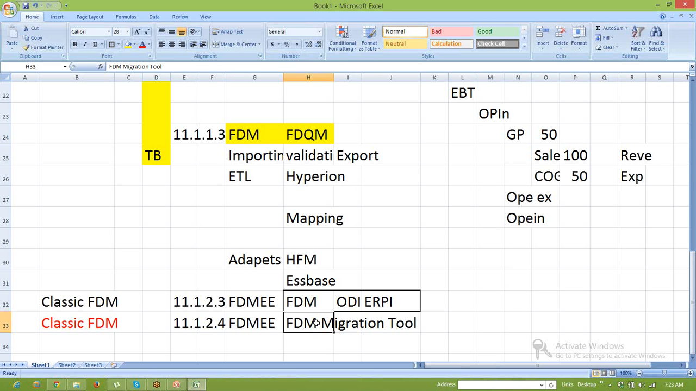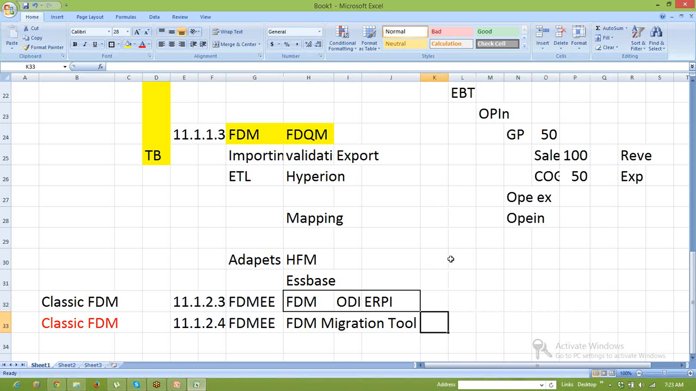So that means classic FDM is no longer valid from 11.1.2.4. But for those on 11.1.2.3 who have classic FDM, Oracle will be giving premier support for some time, I guess. I am not sure how long they will give. So if the business wants to move on, they can move to 11.1.2.4 using the latest version. Otherwise, they continue with 11.1.2.3 and the classic FDM. These are the FDM and FDMEE parts in the new version.